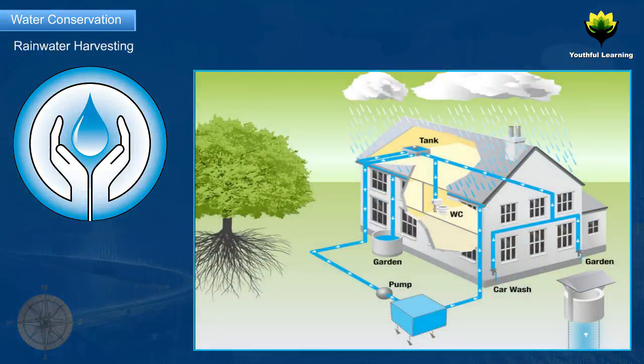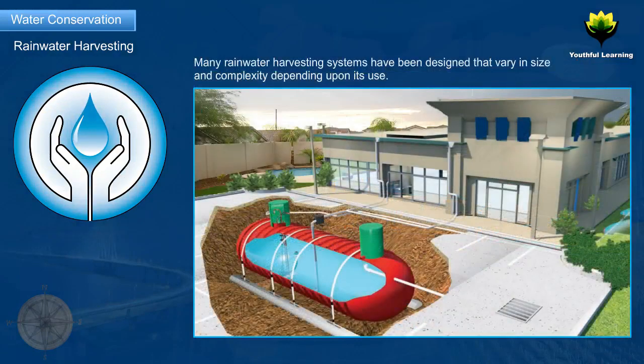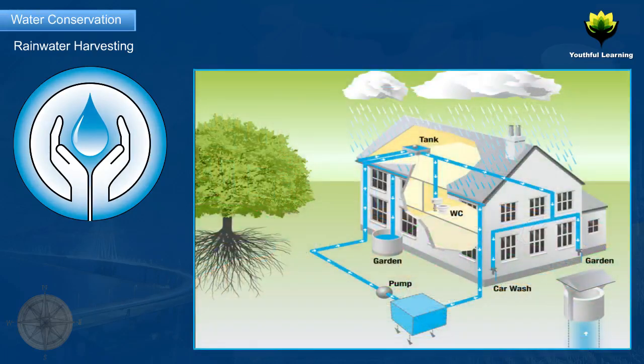Rainwater harvesting, which should be adopted as a measure to conserve water, is a way to capture, divert, and store rainwater for later use. Many rainwater harvesting systems have been designed that vary in size and complexity depending upon its use. In general, a harvesting system has the following components.